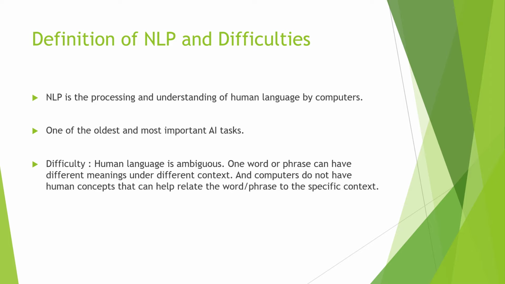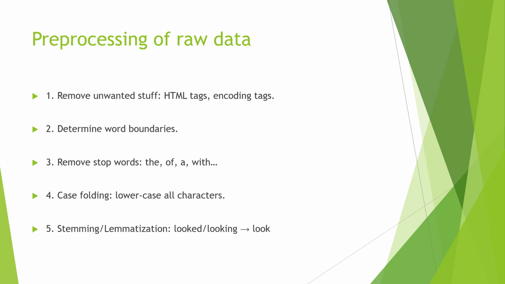And so the general process of a natural language processing project will start with pre-processing of raw data. And that includes removing unwanted tags. If you're ripping off tags or web pages, you might want to remove all the HTML tags and also the encoding tags as well.